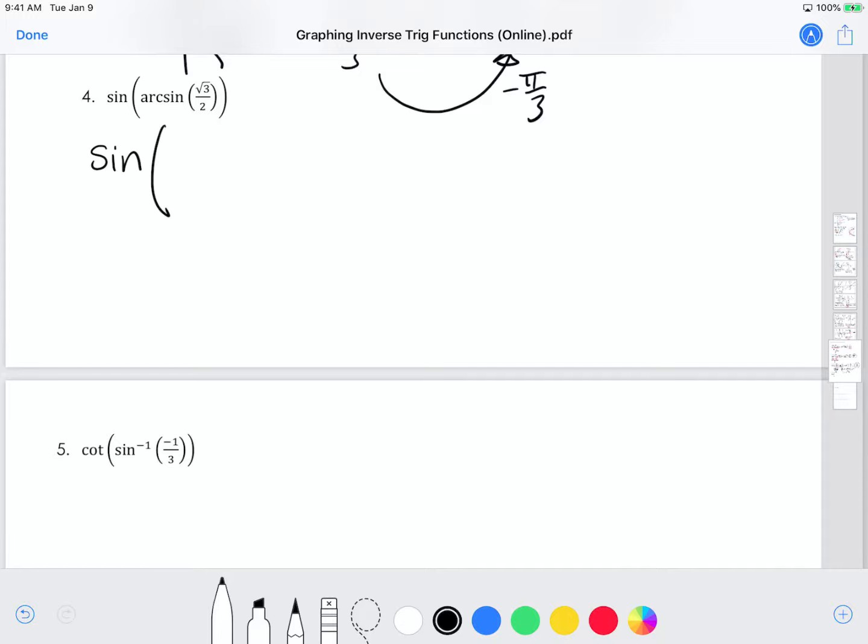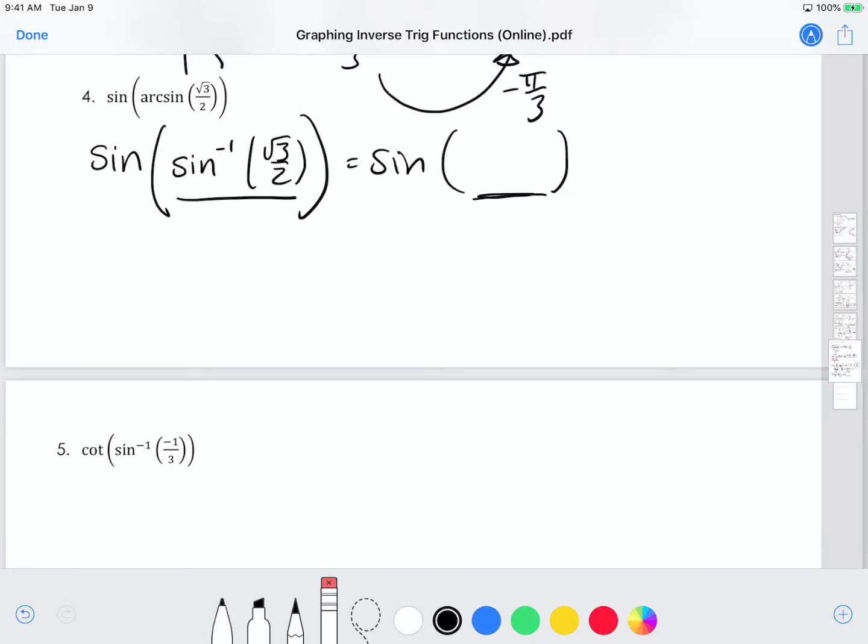Okay, so we're going to do sine and then inverse sine of square root of 3 over 2. So with inverse sine, we should be getting out an angle. So I should be putting in an angle in here. With sine, remember we're dealing with quadrant 1 and quadrant 4, and it's got to be between negative pi over 2 and pi over 2 except for 0 because that's where the asymptote is.